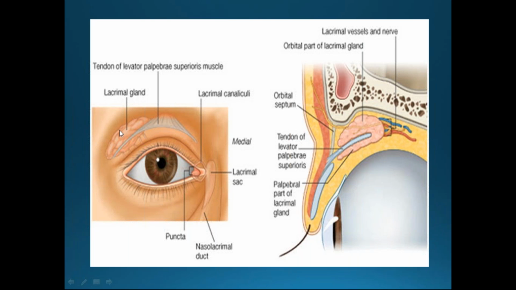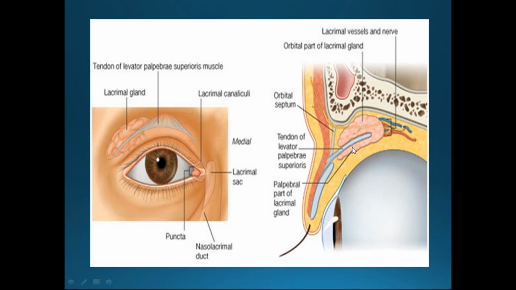Posteriorly, the palpebral part becomes continuous with the orbital part of the lacrimal gland, here you can see. Posteriorly, they are both continuous. Only in the middle, they are separated by the LPS muscle.